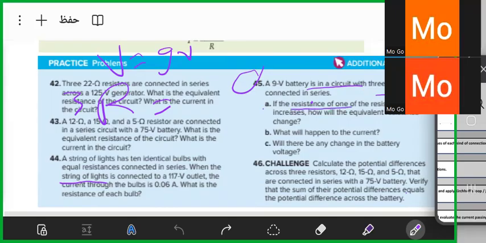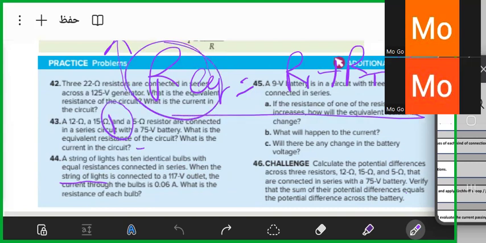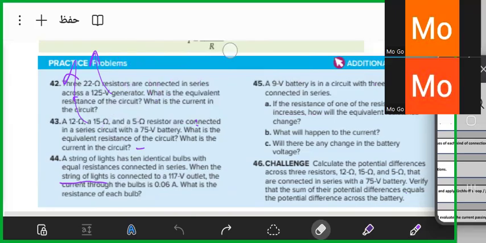If the resistance of one of the resistors increases, how will the equivalent resistance change? It will increase because it was series. R equivalent equals R1 plus R2 plus R3. If we increase one, the equivalent increases too, because all of these are added.